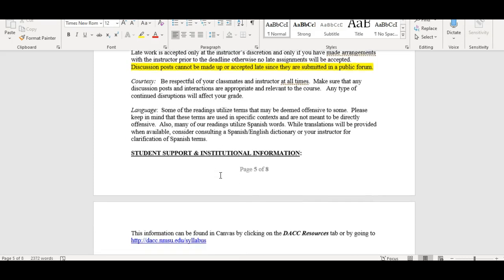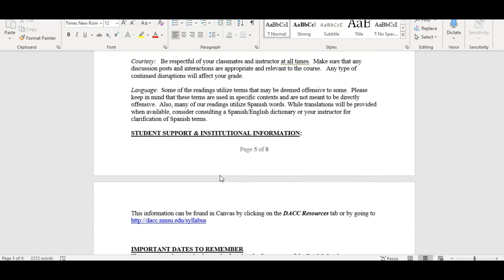And like I mentioned before, please make sure that you are respectful to all your classmates. I also mentioned this before, some of the readings in this class utilize Spanish terms. So I do try to provide translations of everything. Most of the readings have a translation if they use a Spanish word here or there. But if you're having trouble understanding some of it, consider consulting a Spanish-English dictionary that's available for free online. Or you can just email me and I can clarify any of the Spanish terms.